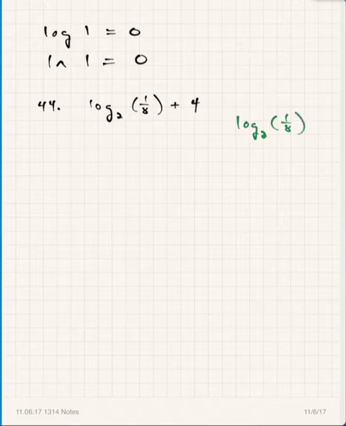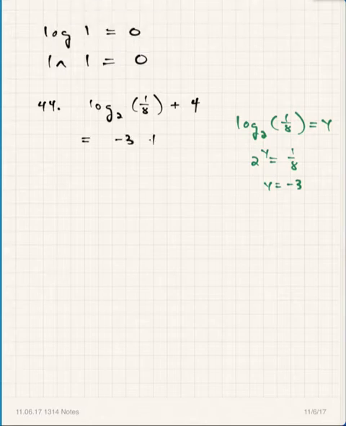And like we saw before, if you said that that was equal to y, then you would know that 2 to the y has got to be equal to 1/8. And so y has got to be equal to, first of all, the 2 has to be flipped, and so that means the exponent's got to be negative. And so this would be -3. And so going back to our problem, logarithm base 2 of 1/8 is equal to -3. And then the plus 4 just trails along, and then you just get 1 right there.